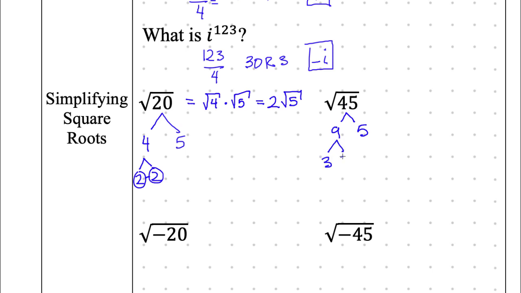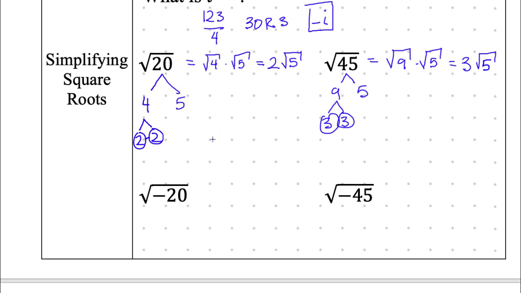9 is 3 and 3. Those pair up, and I can see this is the square root of 9 times the square root of 5, and the square root of 9 is 3, so this is equal to 3 square root of 5. Or you could have said, well, the 3's link up, and that's why they're on the outside. And then the 5 doesn't link up, so it stays on the inside. Okay, so that's our review.